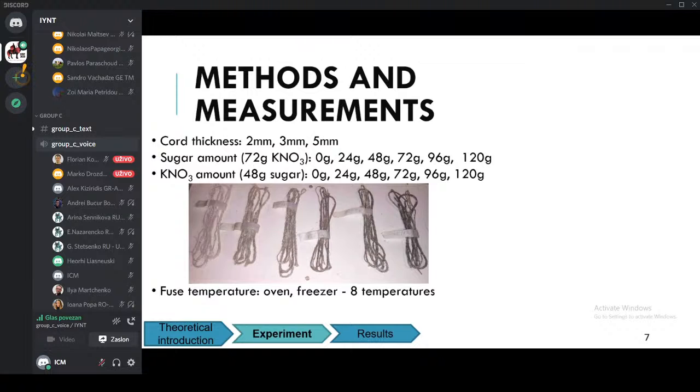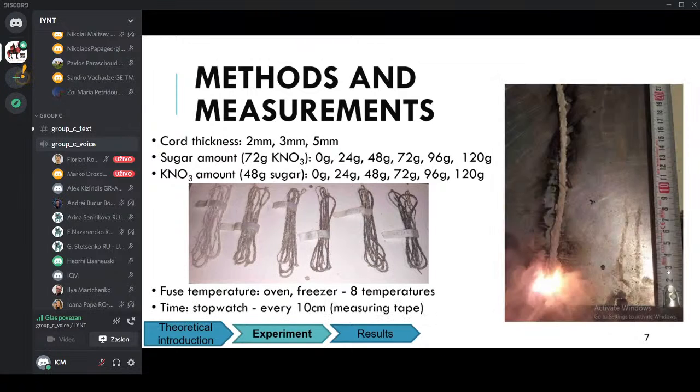I put all fuses parallel to the measuring tape and lit them on an aluminum board. Using a stopwatch, I measured the time needed for every 10 centimeters of a fuse to burn. I did that because I assumed that the cord wasn't equally saturated with sugar and potassium nitrate. I did all measurements in a closed space without wind, and after every measurement, I removed the created smoke with an exhaust fan.